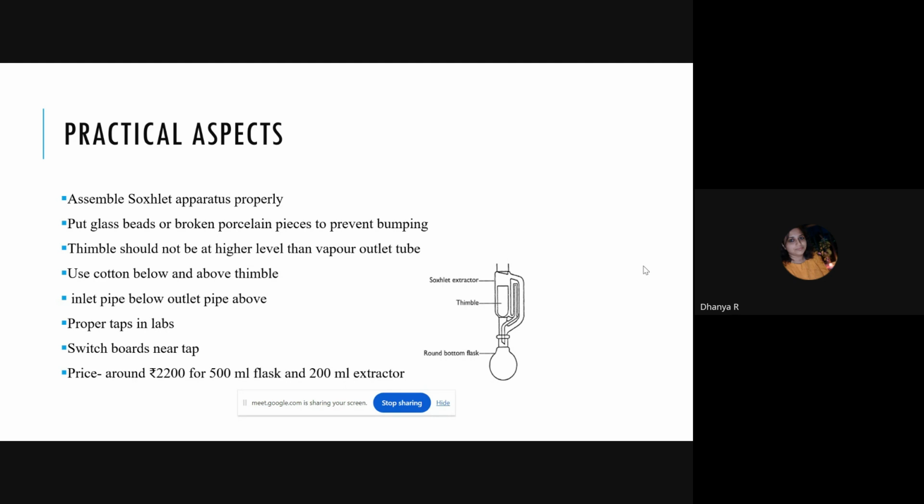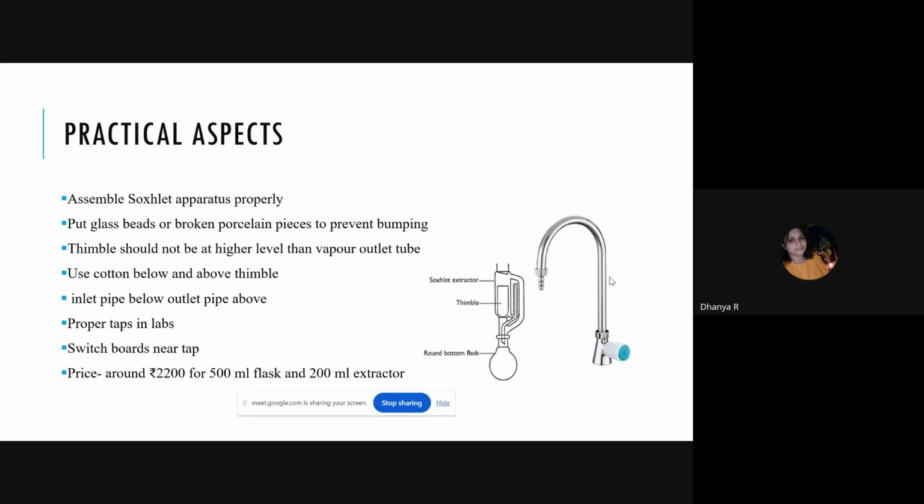Then use cotton below and above the thimble. Below, you keep cotton so that if the fine powder of the drug is there, it does not fall into your extraction solvent. You can also put cotton above the thimble, so that the condensing vapors fall correctly and do not fall onto the thimble and break it. Now, the inlet pipe should be connected below, and the outlet pipe should be connected above in the condenser.